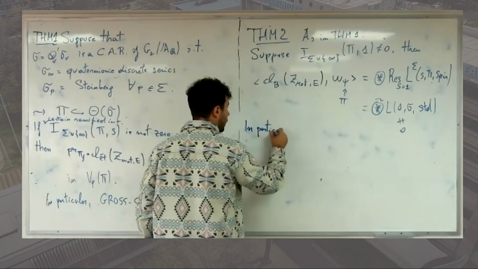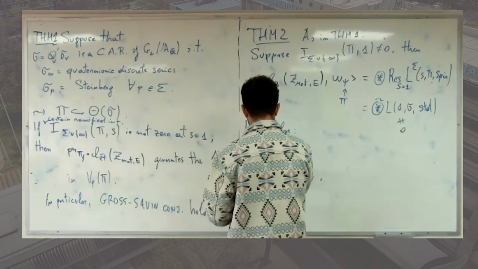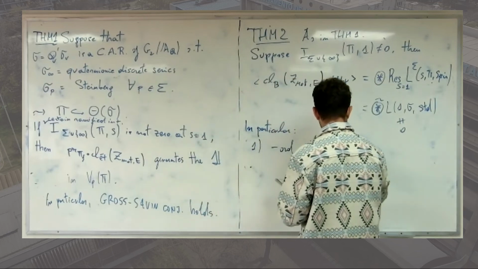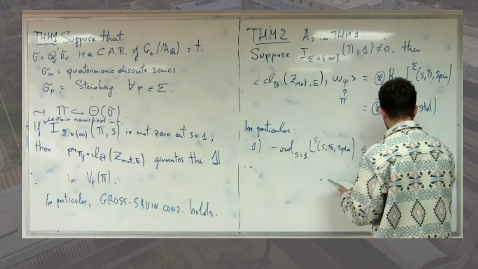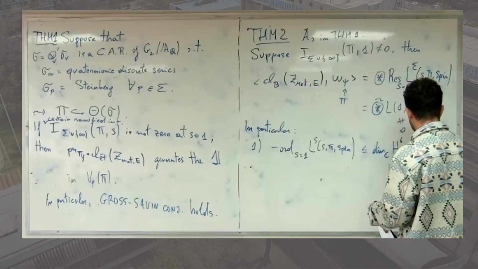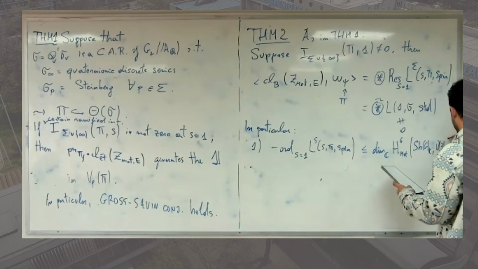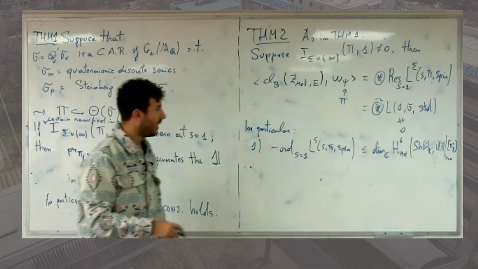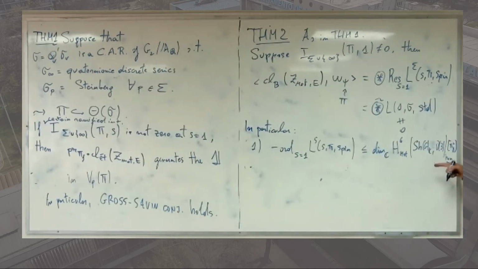What is the conclusion in particular? This equality gives us the following. Point 1 is that minus the order at s equal to 1 of the spin L-function is less than or equal to the dimension, as a complex vector space, of the motivic homology of the Shimura variety for G with level K and V3, which is less than or equal to the dimension of the motivic homology modded out by the kernel of the cycle class Betti map.